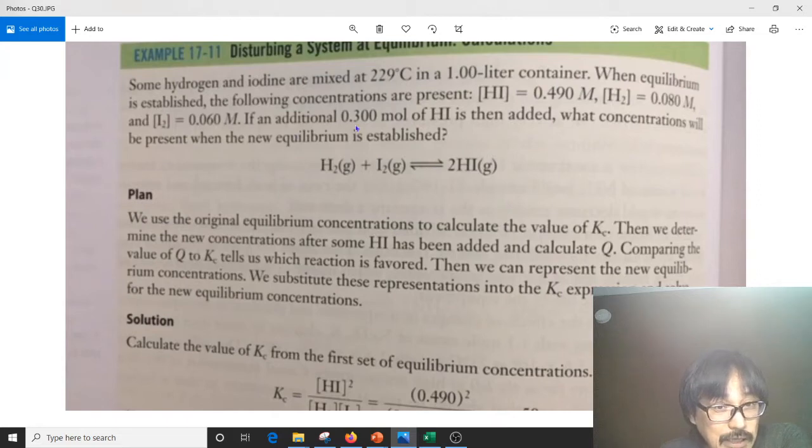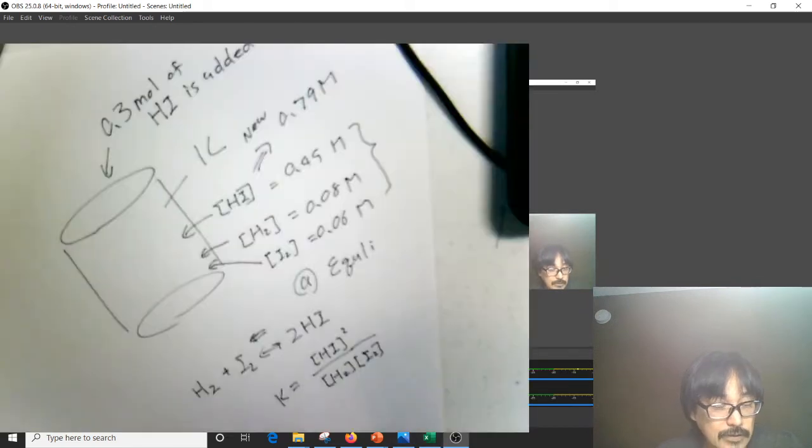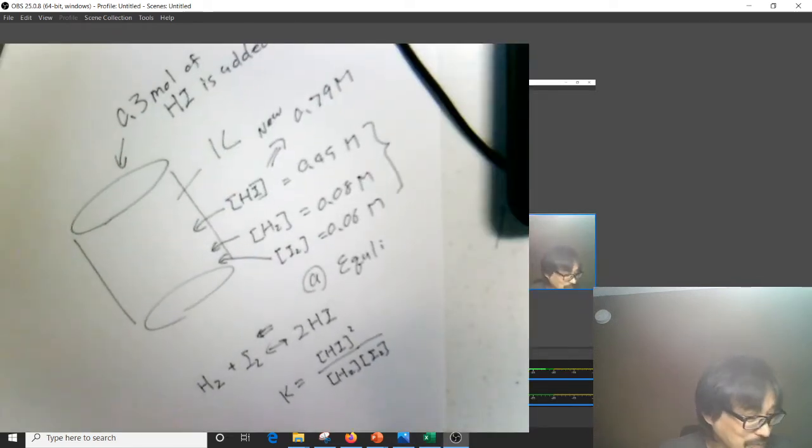But when you add an extra 0.3 mole of this into the solution, then you have extra 2HI, right? And that extra stuff wants to go back to the reactant, so that will produce reactant. So let's write out what's going on on the paper so that you will understand these things a little bit better. It's all about reading comprehension here.